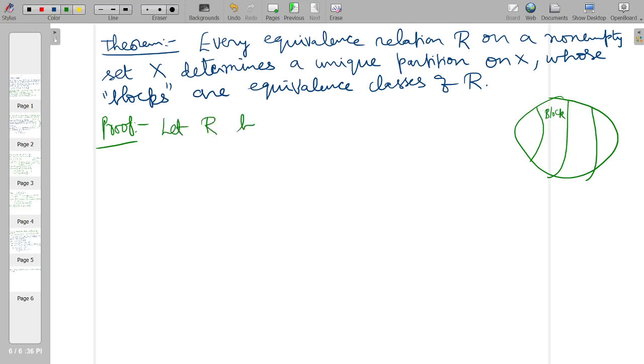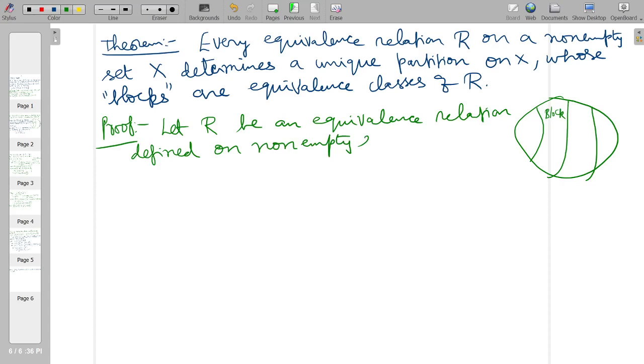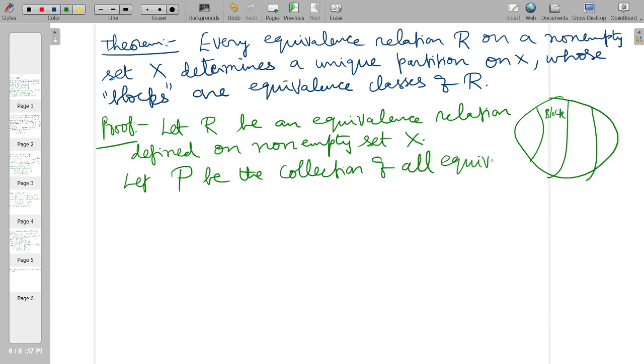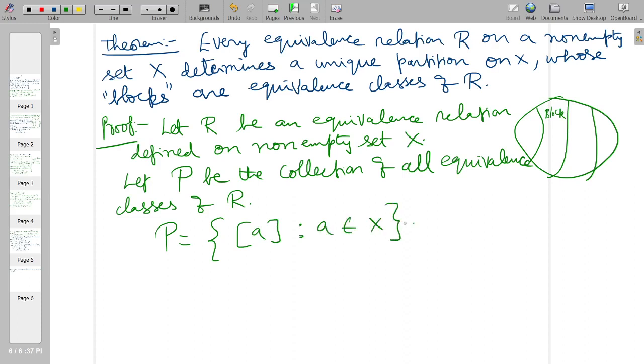Let R be an equivalence relation defined on a non-empty set capital X. Let capital P be the collection of all equivalence classes of R. That will be P, the set of all equivalence classes of A such that A belongs to X.